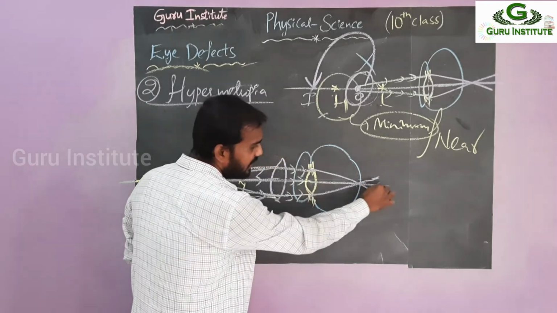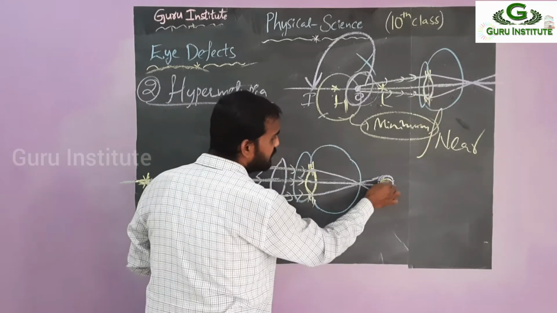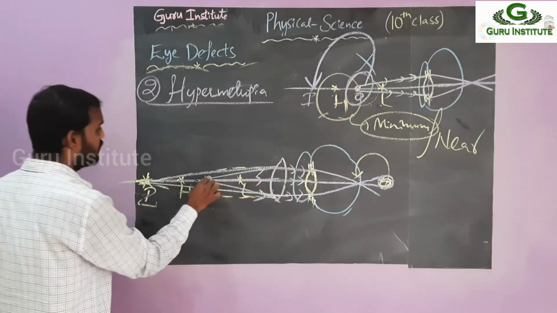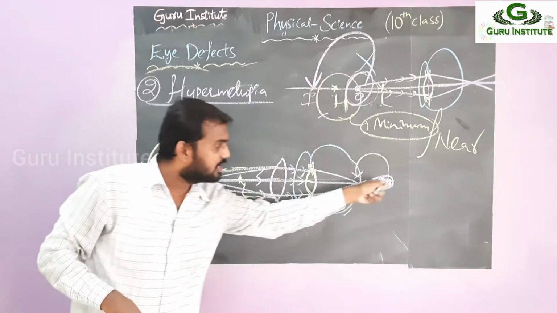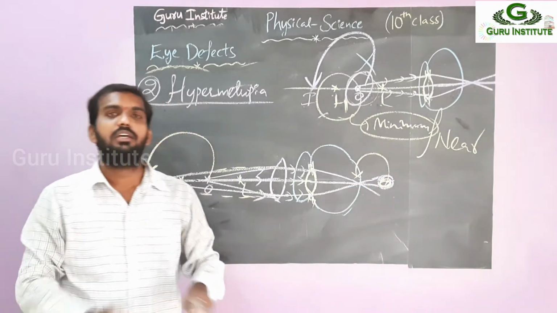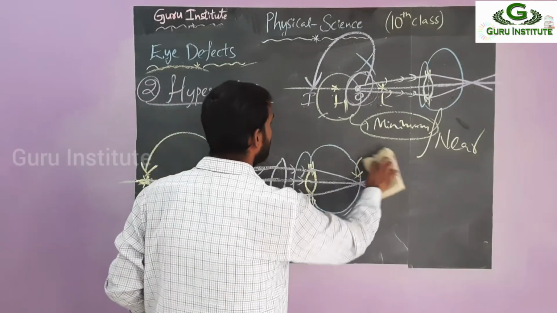Actually it should be formed here, like that one, but it is shifted up to this one. Why? Because the object from here is shifted to here, right? The object is shifted to here, so that's why this one also shifted from after the retina to on the retina. The picture is clear. That means the defect is corrected like this. Okay, right? So this is one.